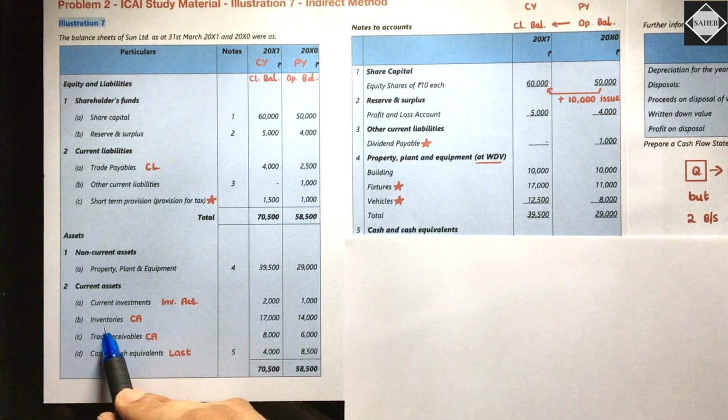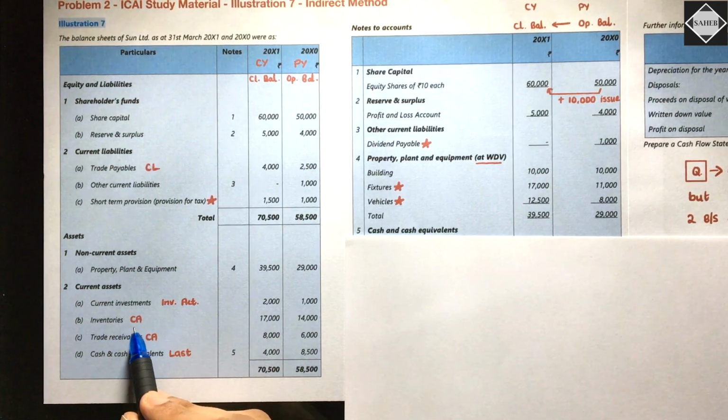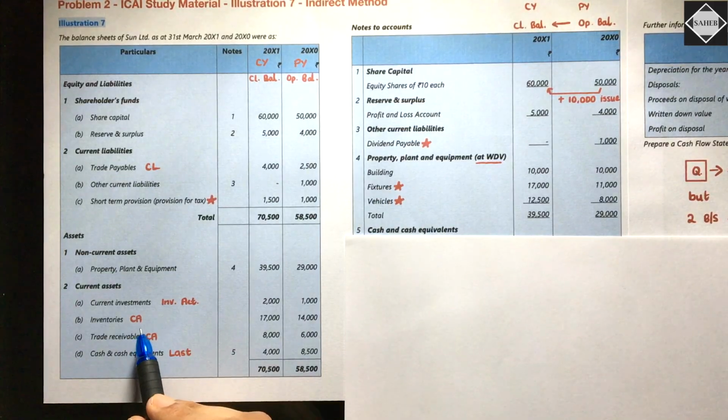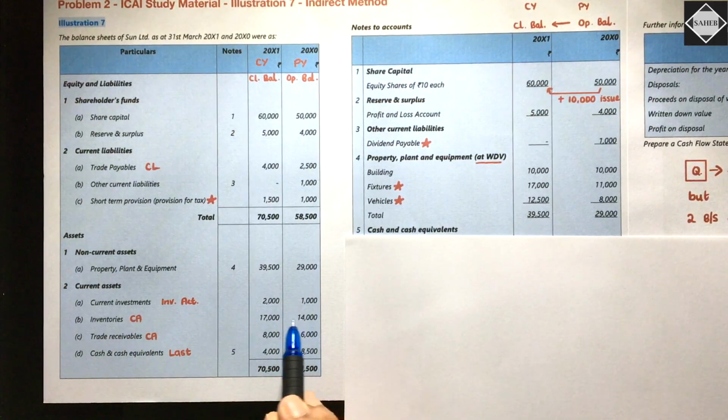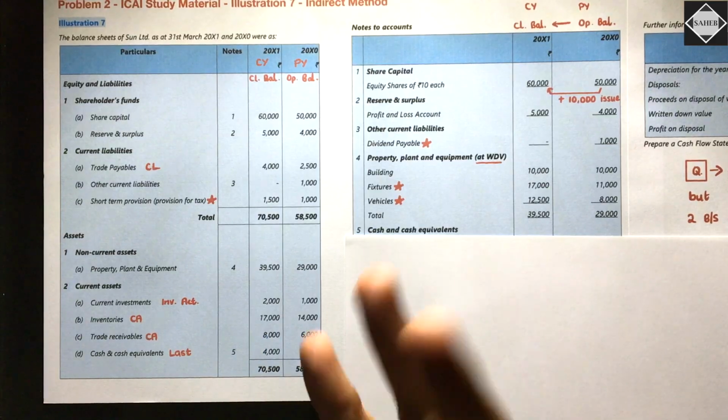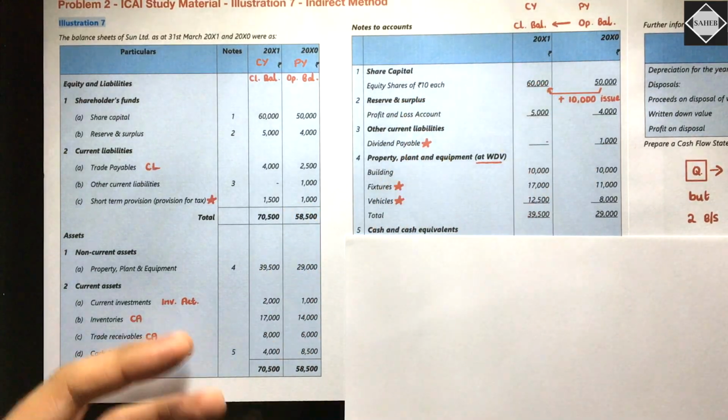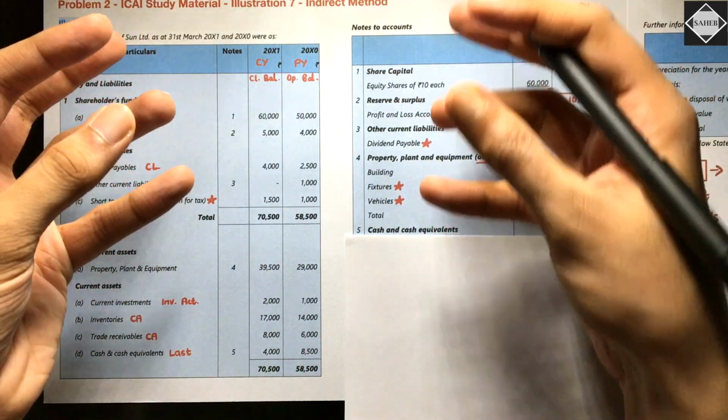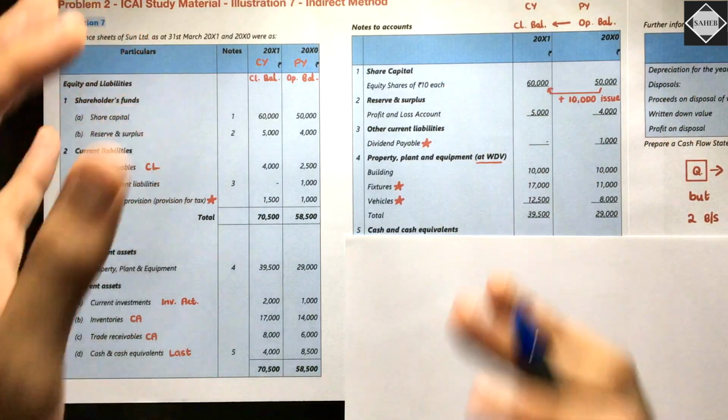Then we have inventories. What are inventories? Current asset, operating current asset. So we will take this in the working capital changes, isn't it? From 14,000 it has become 17,000. It has increased by 3,000. When a current asset increases, there is a negative impact on cash. You have to subtract in working capital changes.